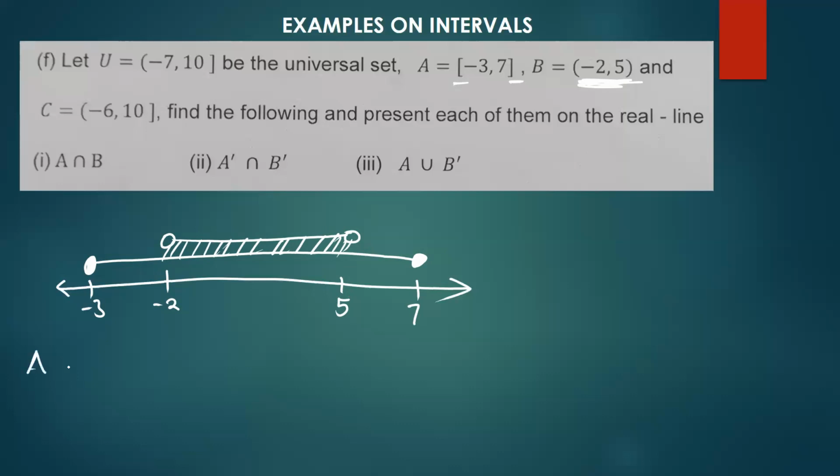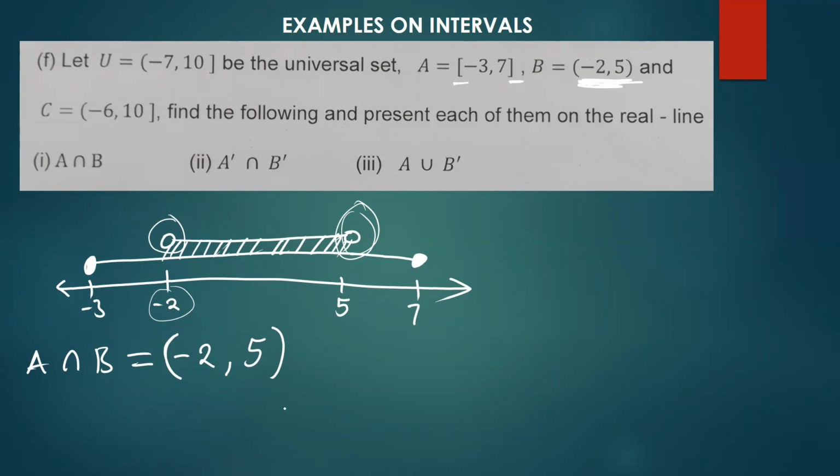So A intersection B is equal to, so it's going to start from where? From -2, because this is where our shading is starting from. And since it's open at -2, the bracket there will still be open. Then we say comma, and it's going to end at what? At 5. And it's also open at 5, so the bracket there will be open. So our A intersection B is simply just (-2, 5).